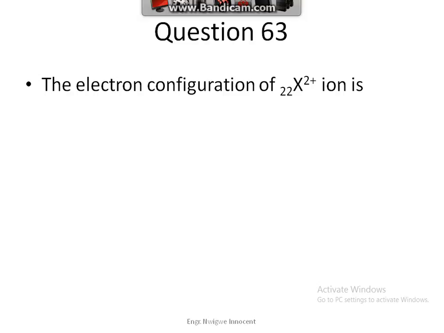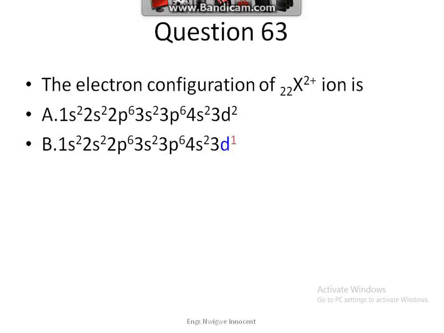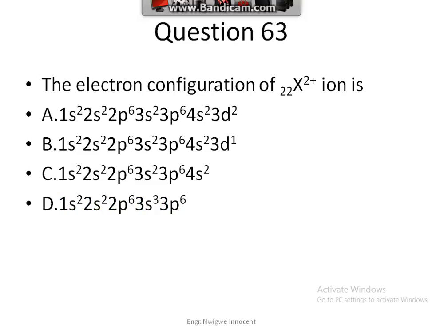Question 63. The electronic configuration of 22S valency of 2 positive ion is: A. 1s2, 2s2, 2p6, 3s2, 3p6, 4s2, 3d2, B. 1s2, 2s2, 2p6, 3s2, 3p6, 4s2, 3d1, C. 1s2, 2s2, 2p6, 3s2, 3p6, 4s2, D. 1s2, 2s2, 2p6, 3s3, 3p6.